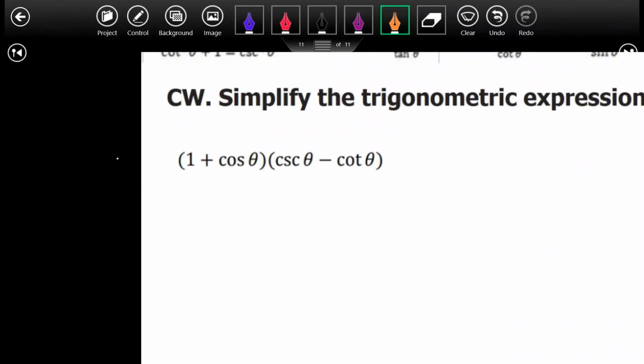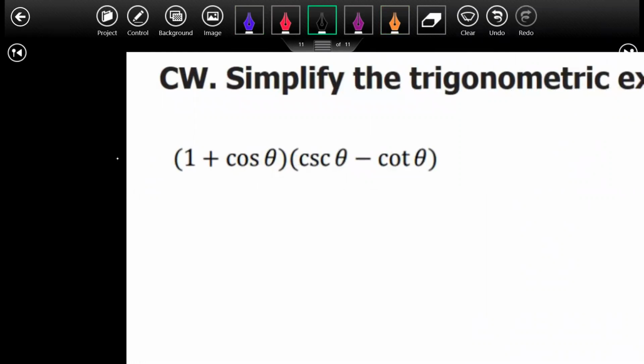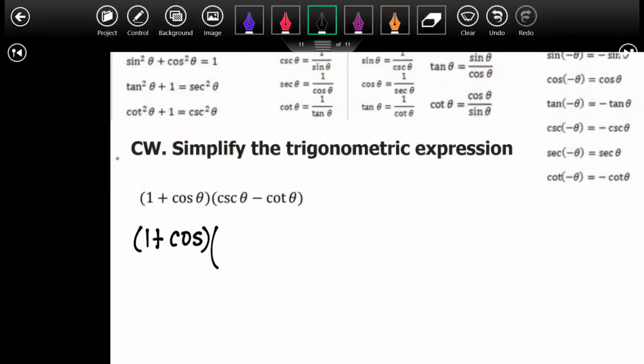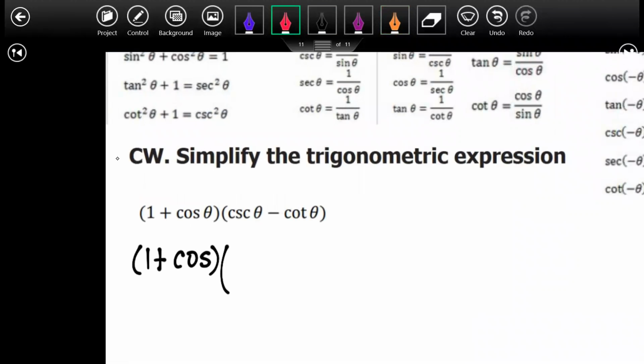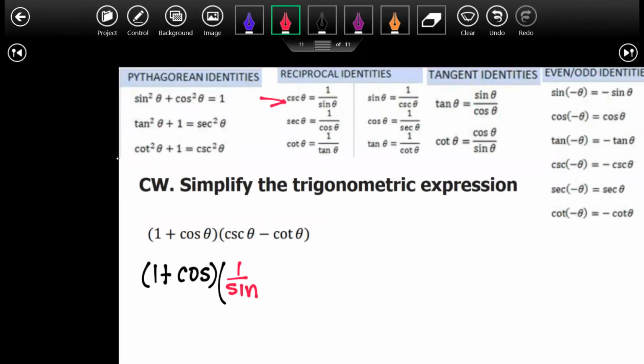First step, convert 1 plus cosine. Liking some of you guys trying to get ahead of me. Showing you guys want to practice this, which is awesome. Cosecant is 1 over sine. This involves looking at the cosecant reciprocal identity, minus cotangent, which is cosine over sine.